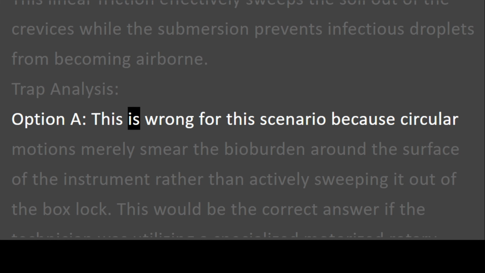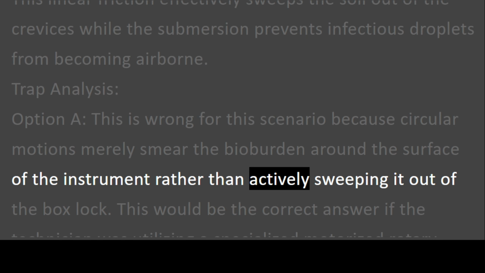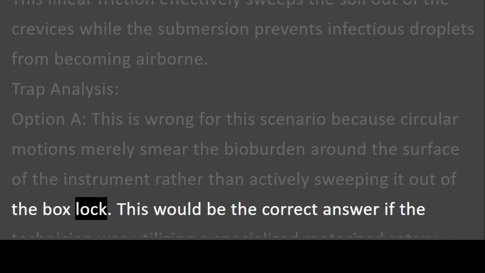Option A. This is wrong for this scenario because circular motions merely smear the bioburden around the surface of the instrument rather than actively sweeping it out of the box lock.